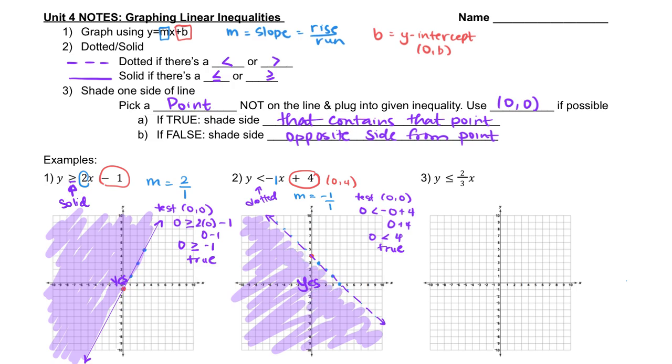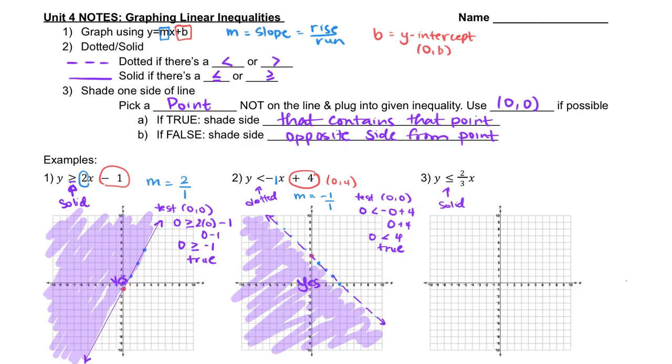Let's take a look at our last example here. y is less than or equal to 2/3 x. So I'm looking at my inequality sign. I see that it is with an equal sign, so I'm going to make that a solid line. I'm just going to write a note to myself to remember that this is a solid line.